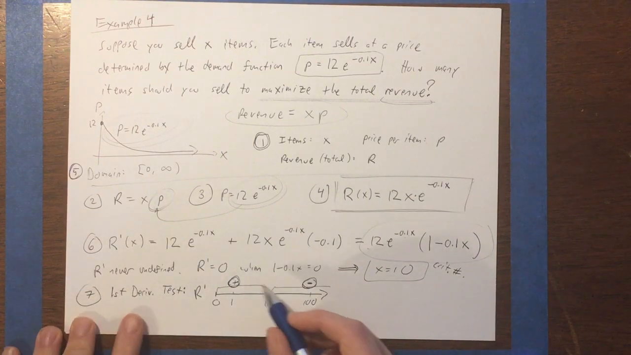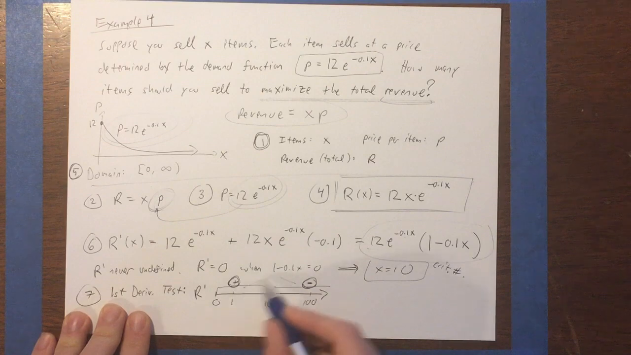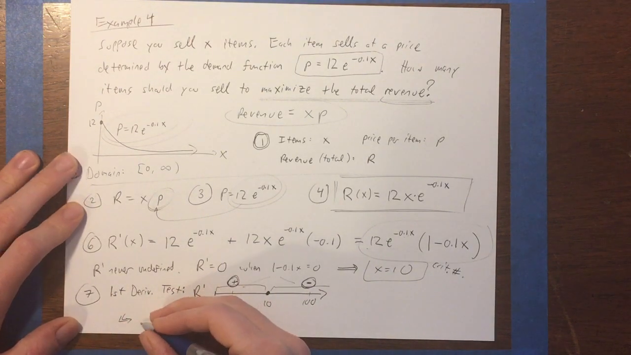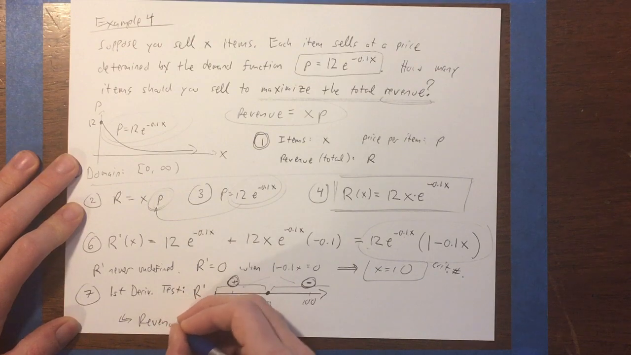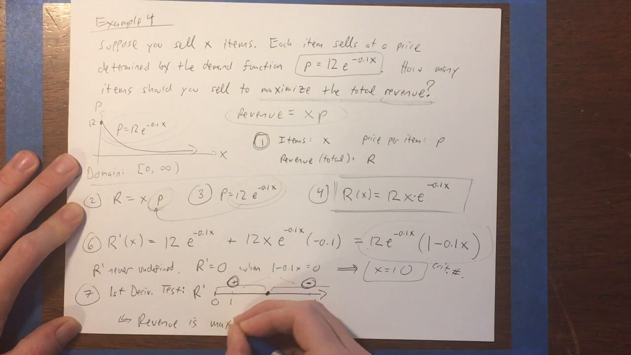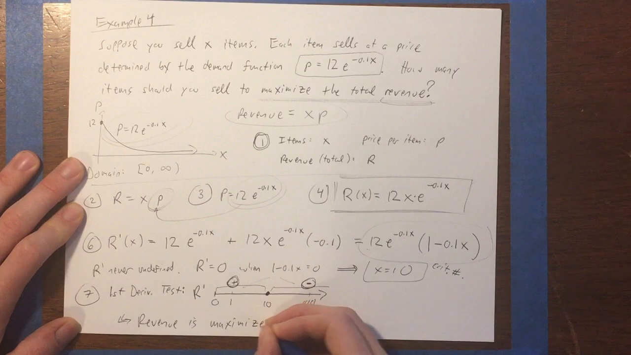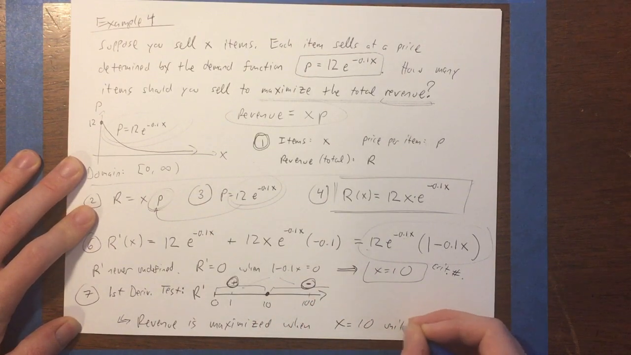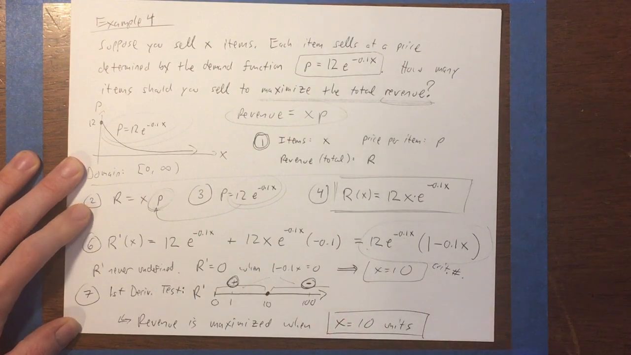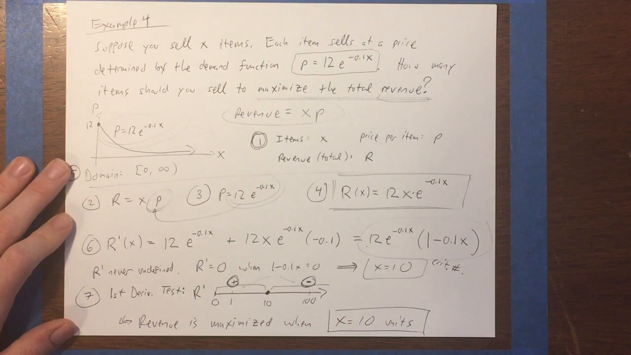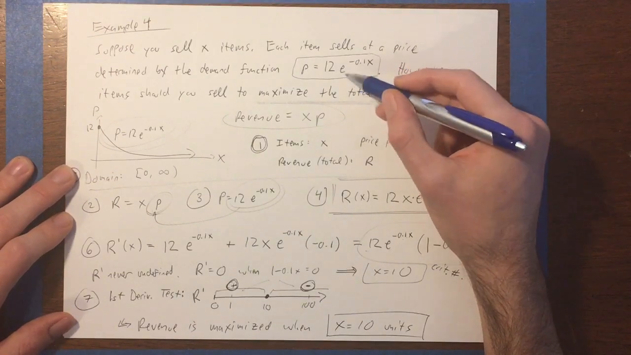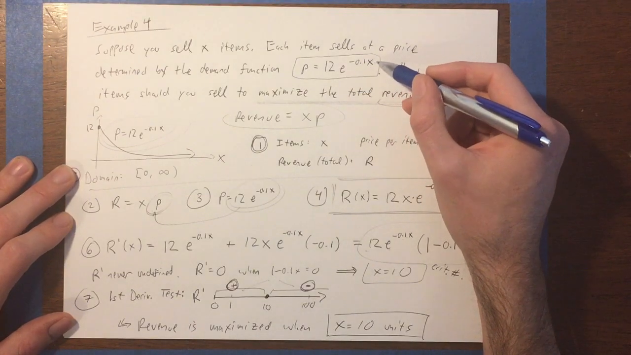Since the first derivative is changing from positive to negative, it's increasing to decreasing. And now we can conclude that revenue is maximized when x equals 10 units. So you should only produce 10 units and sell 10 units at whatever price is given by 12e to the power negative 0.1 times 10.